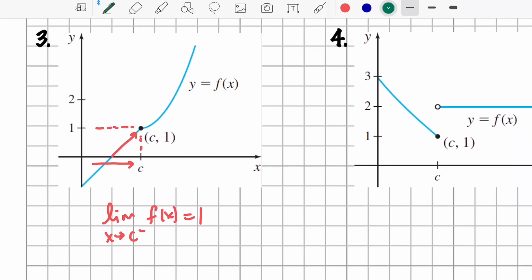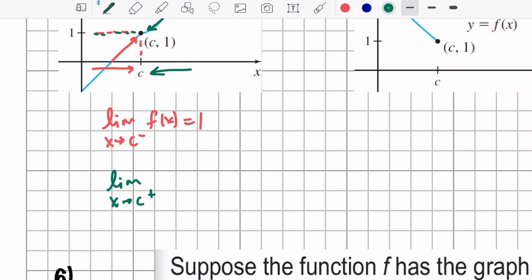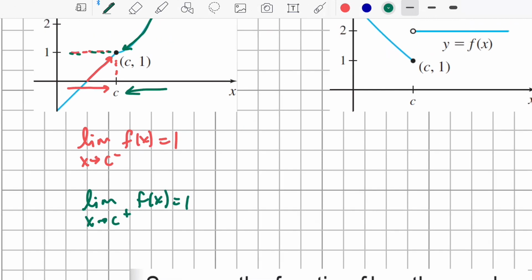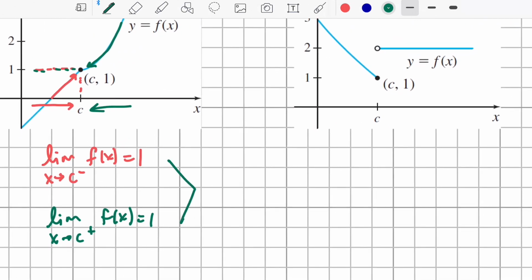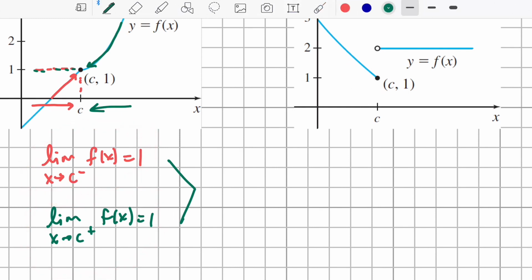Okay, now let's check from the right. As we approach C from the right, follow your graph. What y value is it approaching? Again, it's approaching 1. So the limit as x approaches C from the right of f of x equals 1. Since the one-sided limits are equal to each other, the limit exists, and we can say the limit as x approaches c of f of x equals 1.